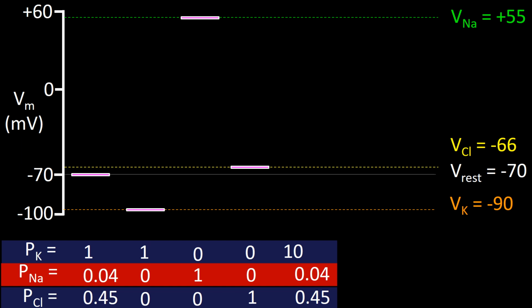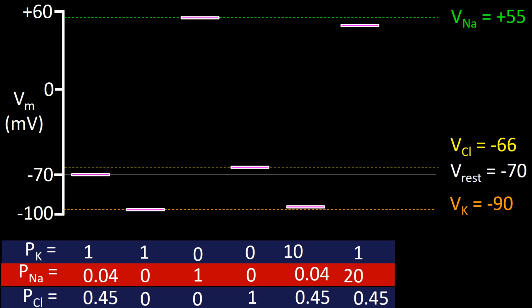If the proportion of open channels is potassium 10, sodium 0.04, and chloride 0.45, the membrane potential will be almost at the Nernst point for potassium, because for each 1000 potassium channels open, 40 channels of sodium will be open and 450 channels of chloride will be open. But if instead the ratio of open channels is 1 for potassium, 20 for sodium, and 0.45 for chloride, then the membrane potential will be close to the sodium Nernst potential.